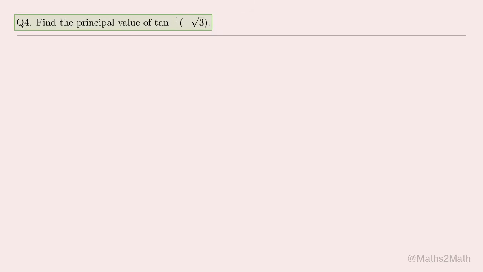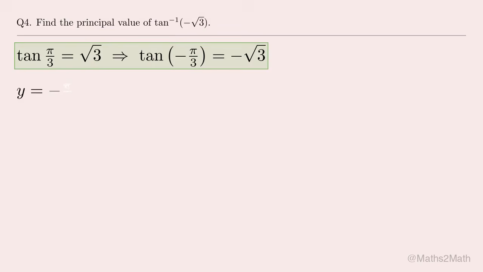Question 4. Tan inverse of minus root 3, with the open branch from minus pi by 2 to pi by 2. Tan of pi by 3 is root 3. Tan inverse of a negative number is the negative of the positive answer, since tan is an odd function. Minus pi by 3 lies inside the branch, so that is our principal value.